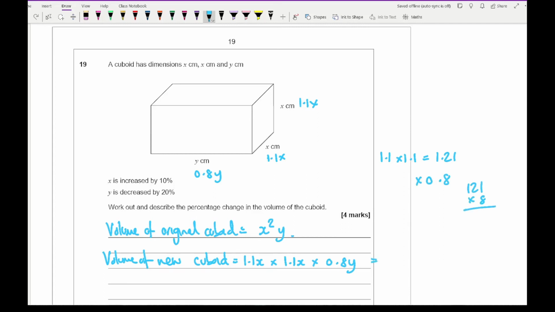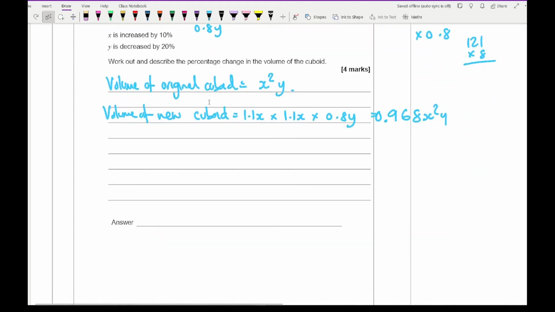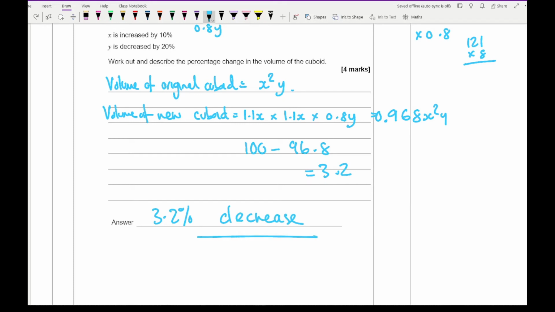But that should equal 968. So in terms of working that out, I would say it's going to be 0.968, and that's going to be x squared y. Now from this, as you can see, if that's 100%, then 100 minus 96.8 is going to be 3.2. So it's going to be a 3.2%, and because it's gone down from 1 to 0.968, it's going to be a 3.2% decrease. And it's really important that you do mention the word decrease, because it did ask you to describe the percentage change.